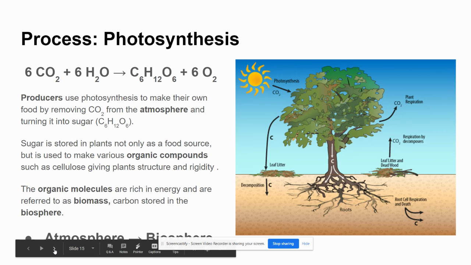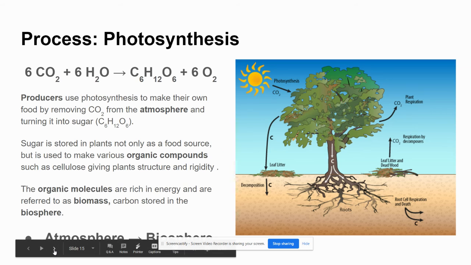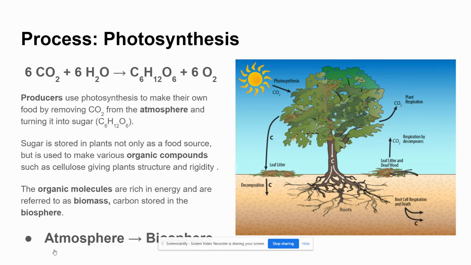So now, by the process of photosynthesis, carbon is moving from the atmosphere to the biosphere. Carbon is being taken from the atmosphere in the form of carbon dioxide and is stored in the biosphere, whether it is the plants or the other living things, as the biomass in the form of organic molecules.